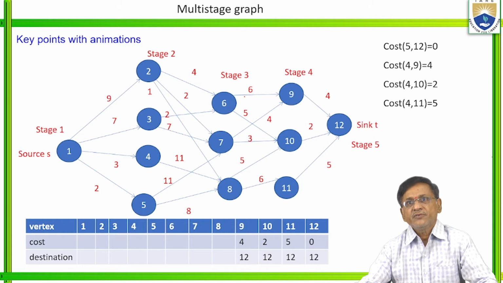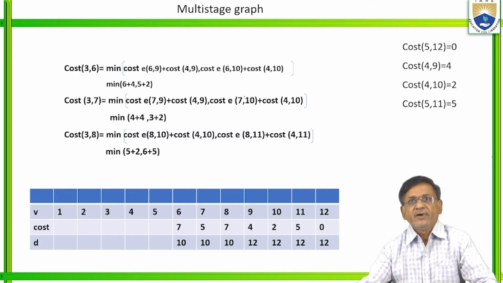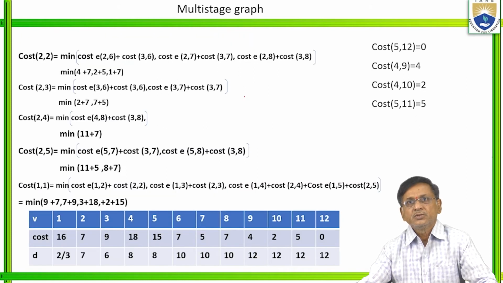Now you see the cost of edge (2,6) is 4 and the cost of vertex 6 is equal to 7. So you can consider 4 plus 7 is equal to 11. Next, the cost of edge 2 to 7 is 2, plus the cost of vertex 7, which is 5. Then the cost of edge 2 to 8 is 1, and the cost of vertex 8 is 7. You can see it in the diagram.